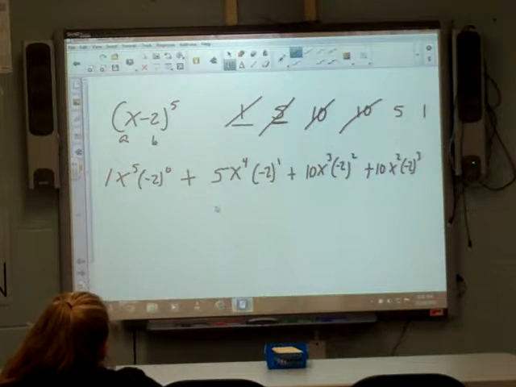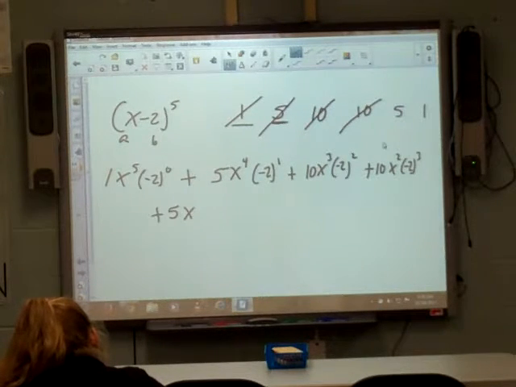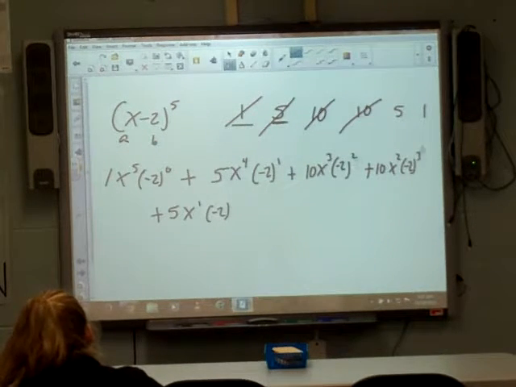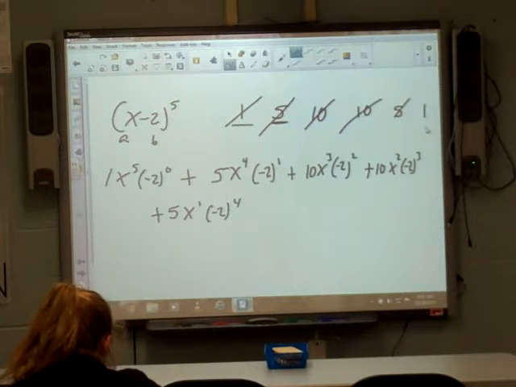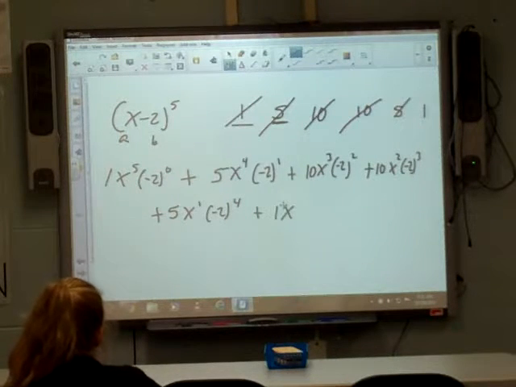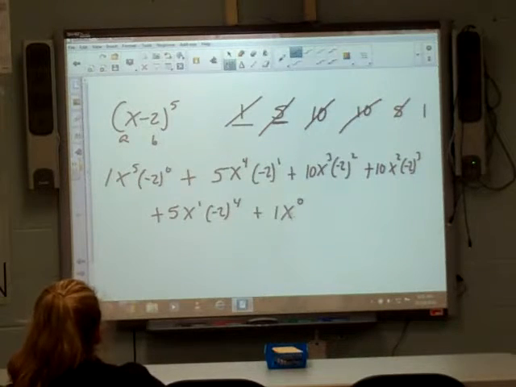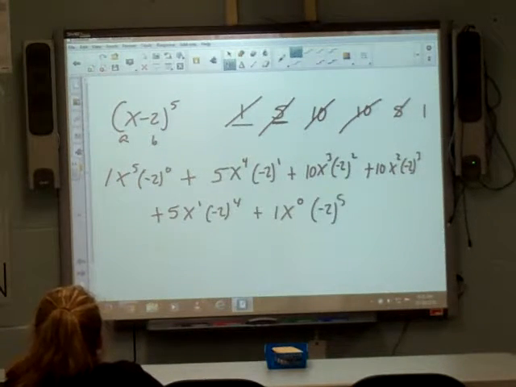Okay, now I'm to this 5. I don't have enough room. I'm going to go underneath it. 5x, see, I was 5, 4, 3, 2. So this x is to the 1st. What's my negative 2? 0, 1, 2, 3, 4. Okay, and then I got 1 left. Plus 1x, and I probably won't write this in the future with you. X to the 0, because that's 1, right? Times negative 2 to the 5th.